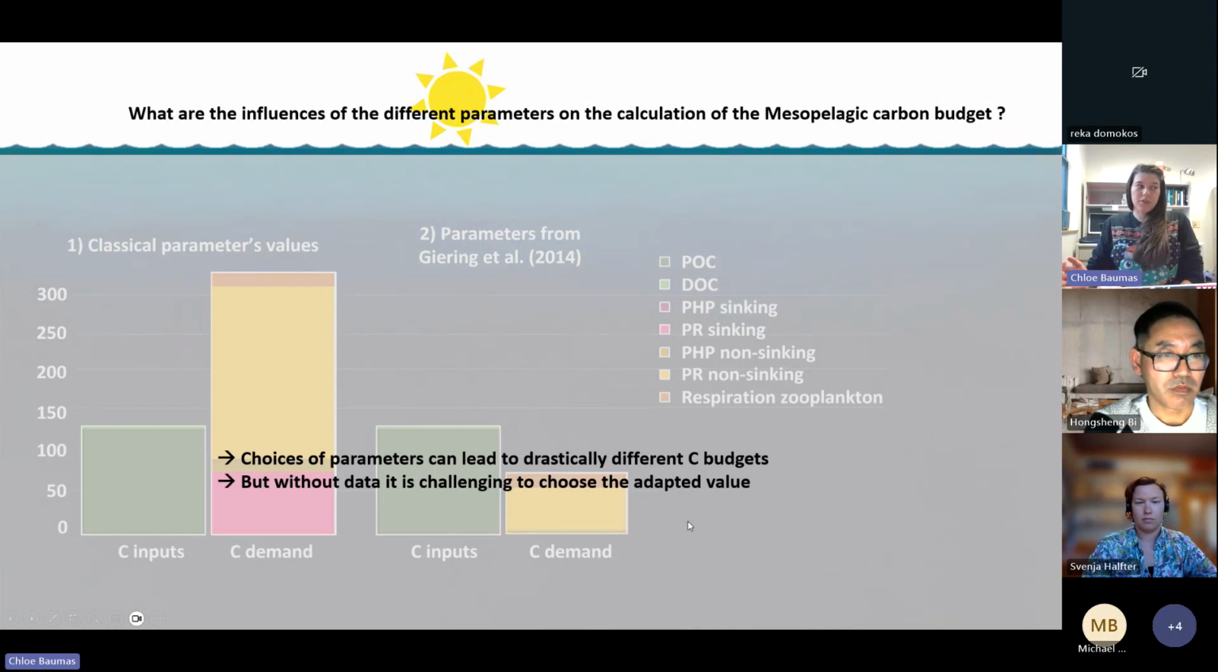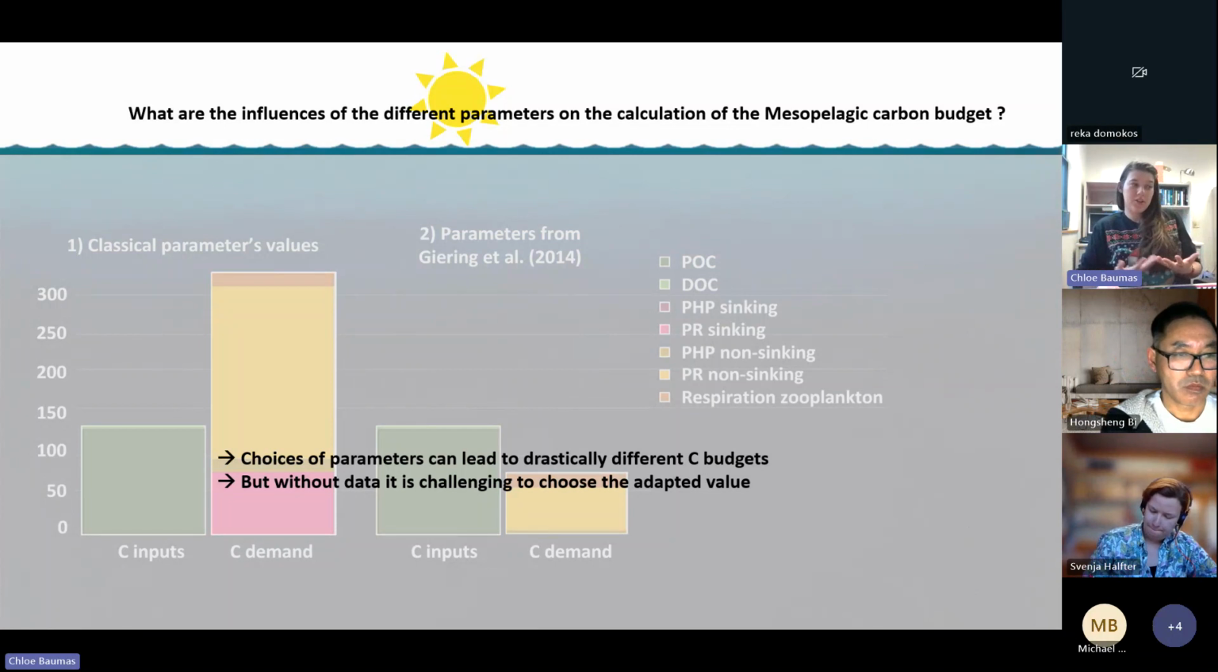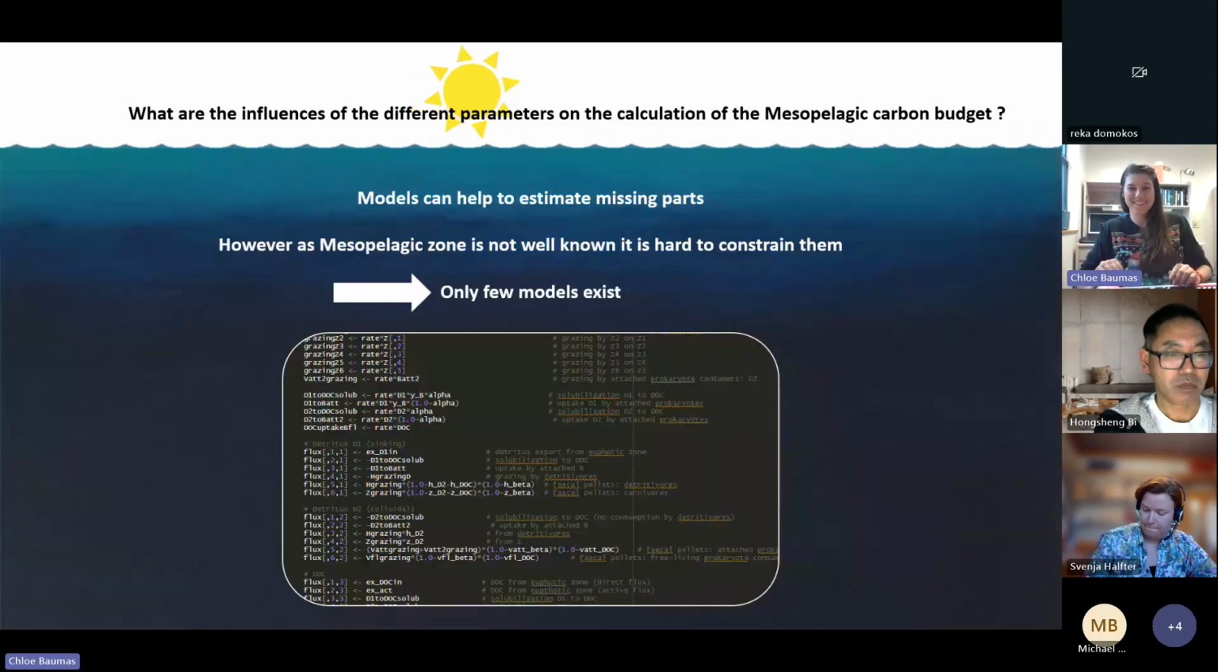So as you can see, the choices of parameters can lead to really drastically different carbon budgets, because at first it's the same data, it's just the parameters you use which are different. But without more data, it's challenging to choose the adapted value. So how can we do?